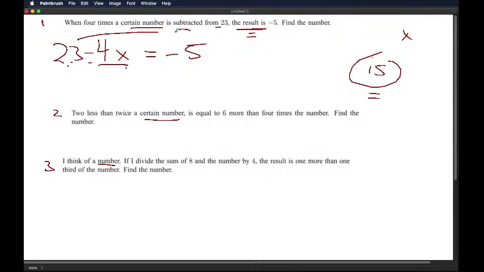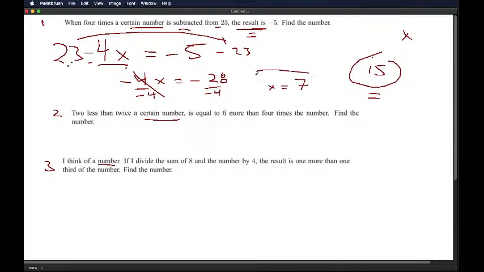So to finish it off, I rainbow this over here. And it becomes -23, which gives us -28. Divide both sides by -4. And we get x is equal to 7. All right, good. I hope you got 7. All right. Next one, let's take a look.